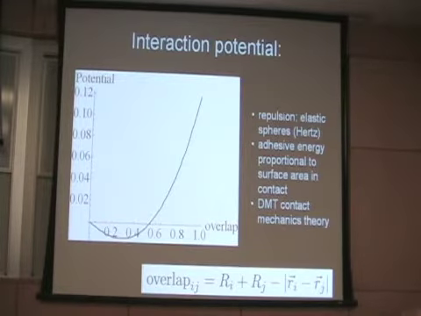Because you're talking about macroscopic objects which are coming together and squishing. And so the area over which their adhesion acts is very small, but what's important is how much contact area they have for their adhesive properties. For this model, I'll use what's called the DMT contact mechanics model. And the repulsion is like elastic spheres.